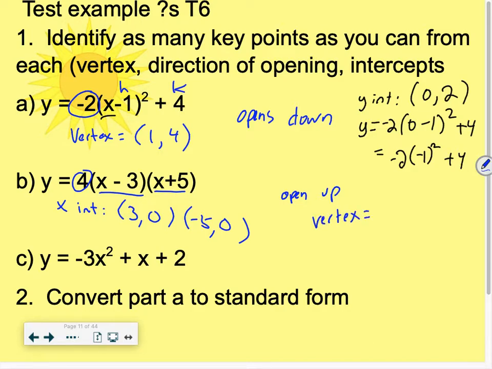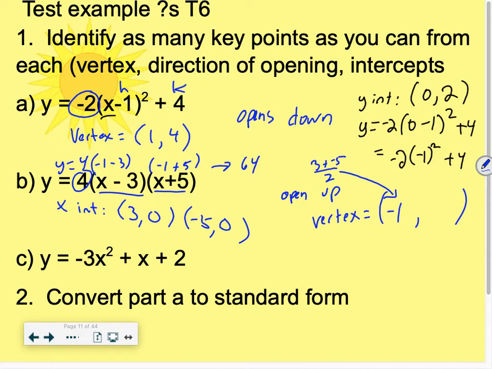And then I need to be able to find the vertex. You have to have the vertex to do the graph. So to get the vertex, I'm going to add the x-intercepts together and divide by 2. So the x-coordinate is negative 1. And then if I put negative 1 in place of the 2 x's, I'll get my y-coordinate of the vertex. So it would be 4 times negative 4 times positive 4. So that's 4 times 4 times 4 is 64, and negative times 2 positives is a negative.